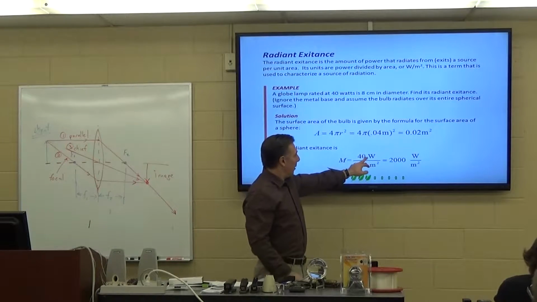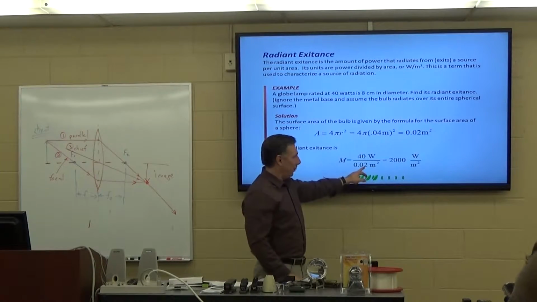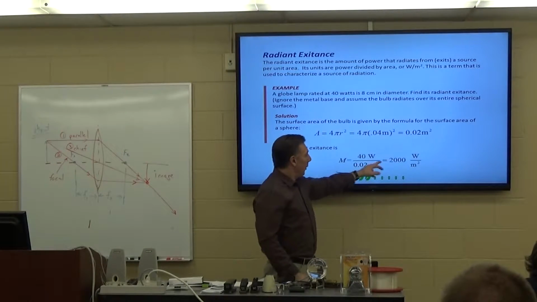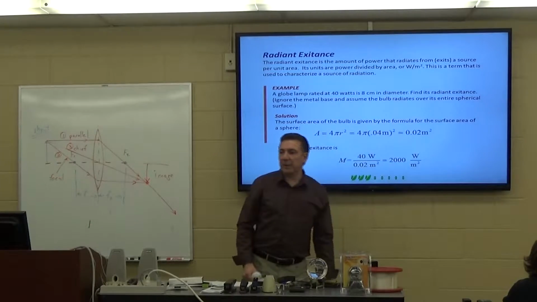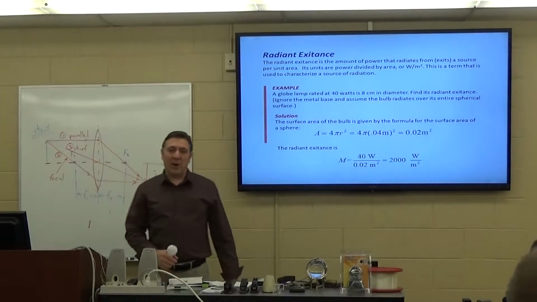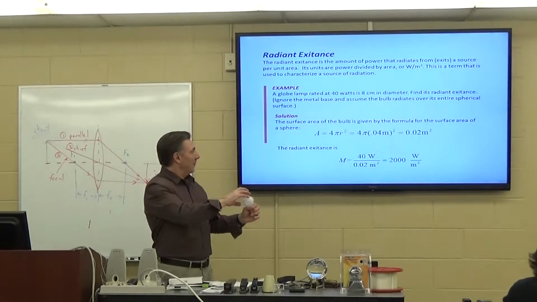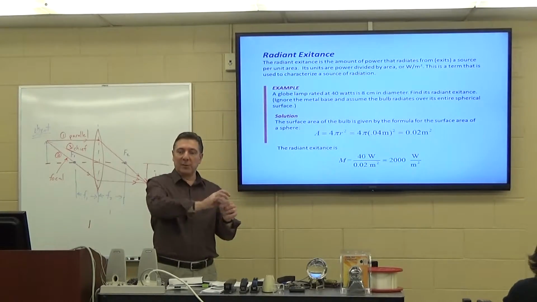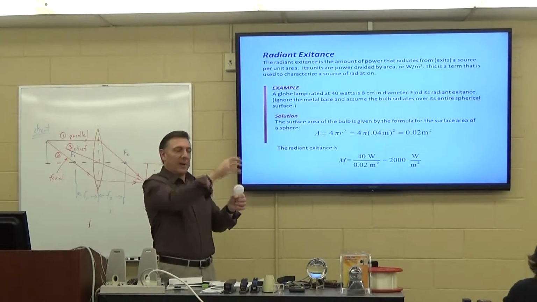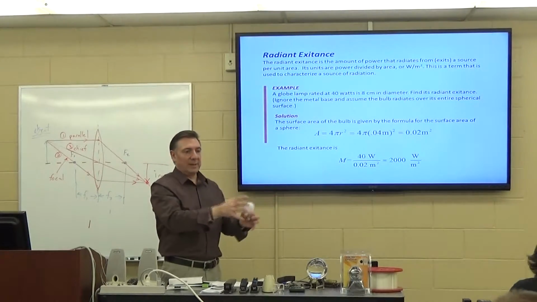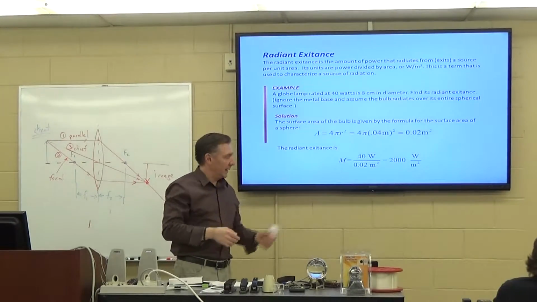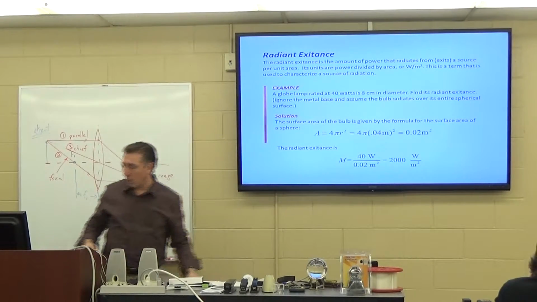Then if we take our power, 40 watts, and divide it by 0.02 meters squared, we come up with 2,000 watts per meter squared. Sounds like a lot, but you're basically distributing that 40 watts of power over an entire area. So if you extend it out to a meter squared, the answer would be 2,000 watts per meter squared.